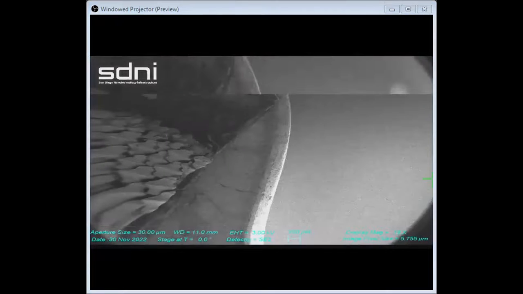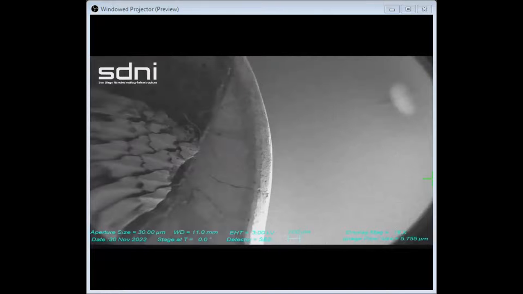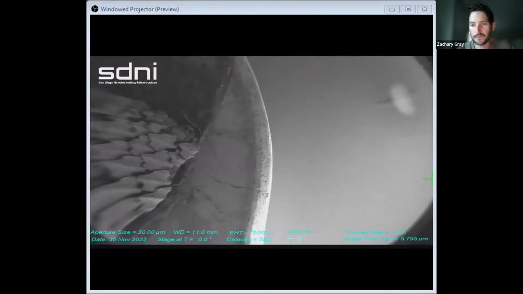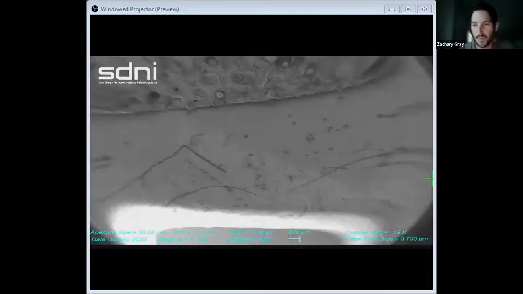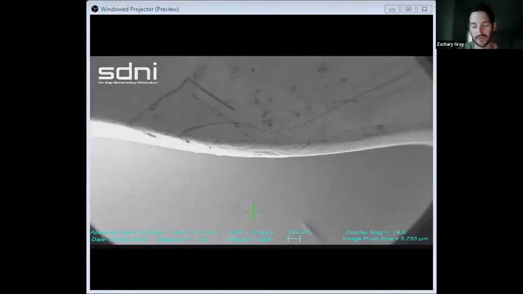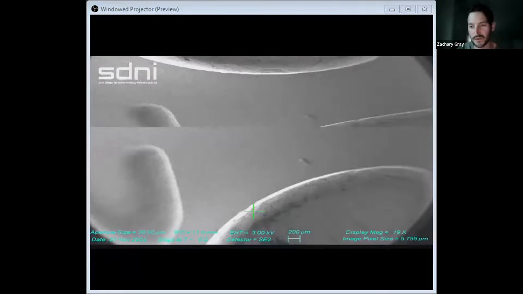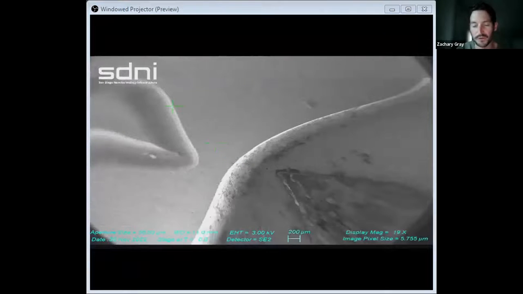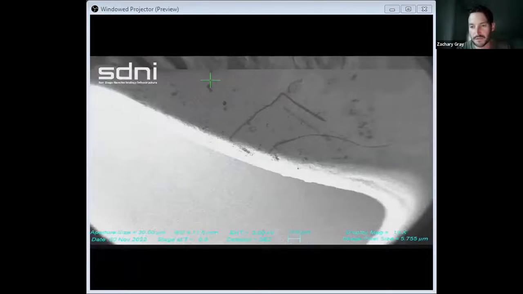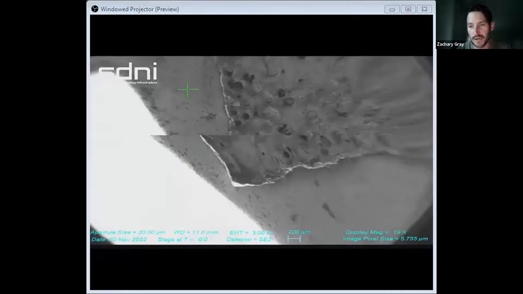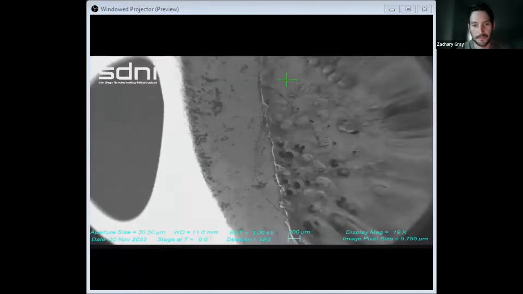Which AFM do you guys have, if I may ask? We have a Veeco, so it's an Innova. Oh, is it the Veeco multi-mode? Yep. Yeah, it's a multi-mode. It's a pretty user-friendly tool. I've used a lot of the NanoSurf AFMs as well, but this one in particular is pretty good for remote. So if you'd like to do a remote on the AFM, please contact me. I'll put my email here in the chat and I can help you get that set up.